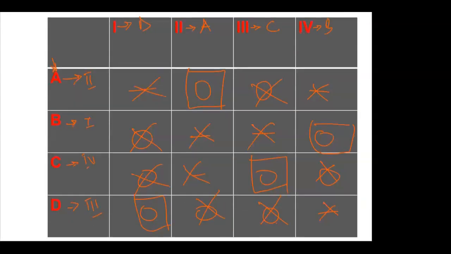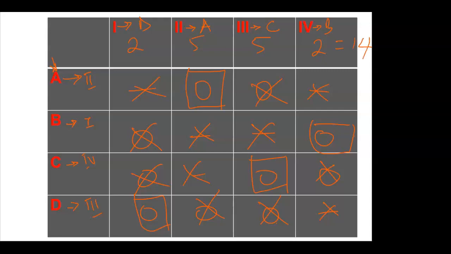All right. What is D1? 2. What is A2? 5. C3. C3 is 5, sorry. What is B4? B4 is 2. That is 14.